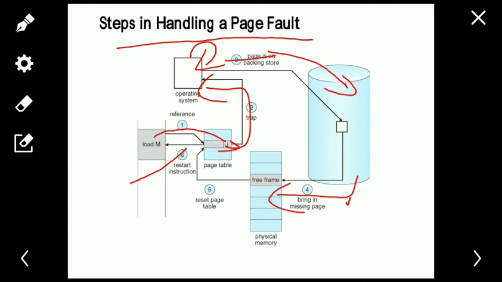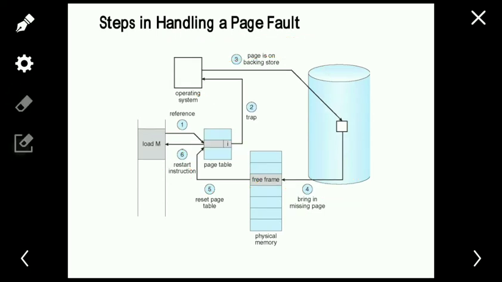Okay, so it will find a free frame and fetch the page to the main memory, and then it will reset the page table. That means it will mark the invalid reference in the page table as valid, and then again it will restart the particular instruction. Okay, so here we want to load the instruction M. So for that we have handled the page fault process here.